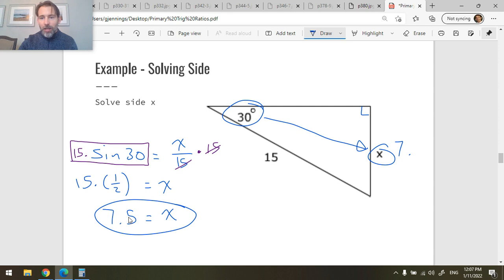Write it on here. And another thing you can do is say, does that look reasonable? In this case, this being 7.5 long and this being 15 long looks totally reasonable to me. If I kind of fold this down and it makes a kind of circle there, it's going to kind of hit there.